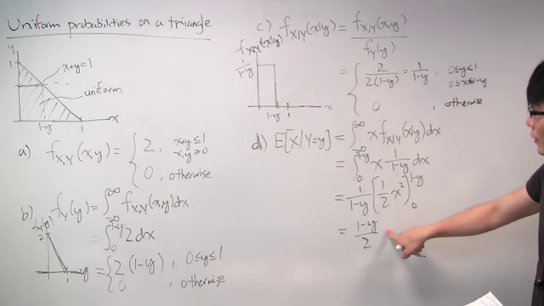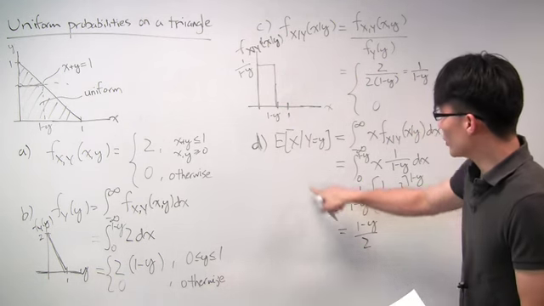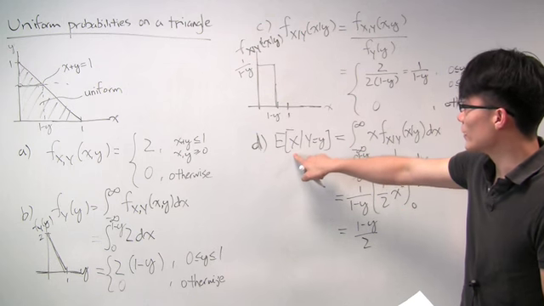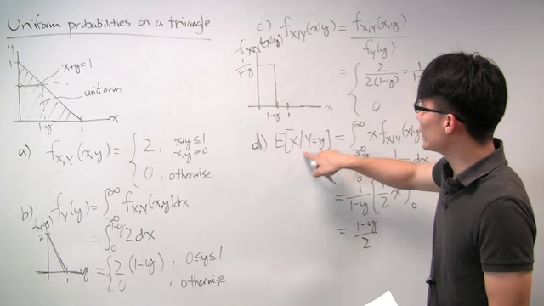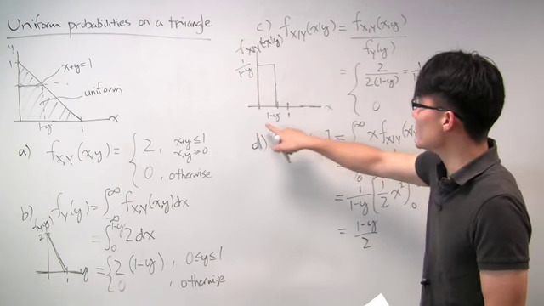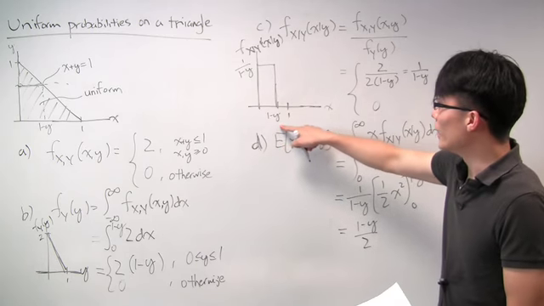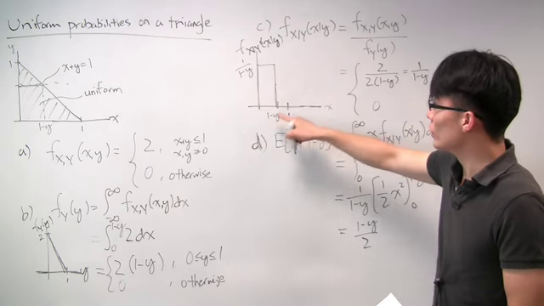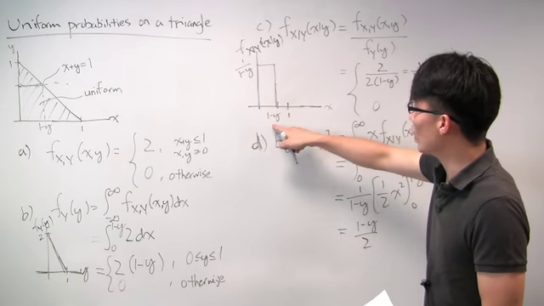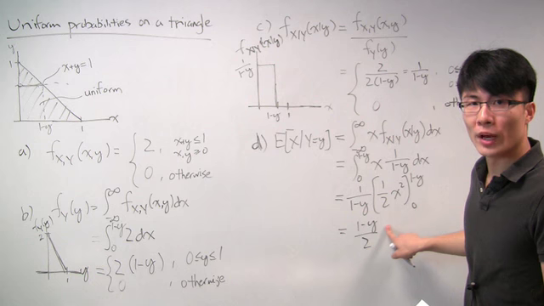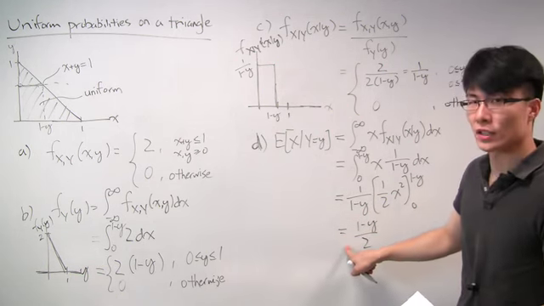Now, we can actually verify that this makes sense. What we're really looking for is the conditional expectation of x given some value y, right? And we already said that conditioned on y being some value, x is uniformly distributed between 0 and 1 minus y. And so remember, for a uniform distribution, the expectation is simple. It's just the midpoint. So the midpoint of 0 and 1 minus y is exactly 1 minus y over 2. So that's a nice way of verifying that this answer is actually correct.